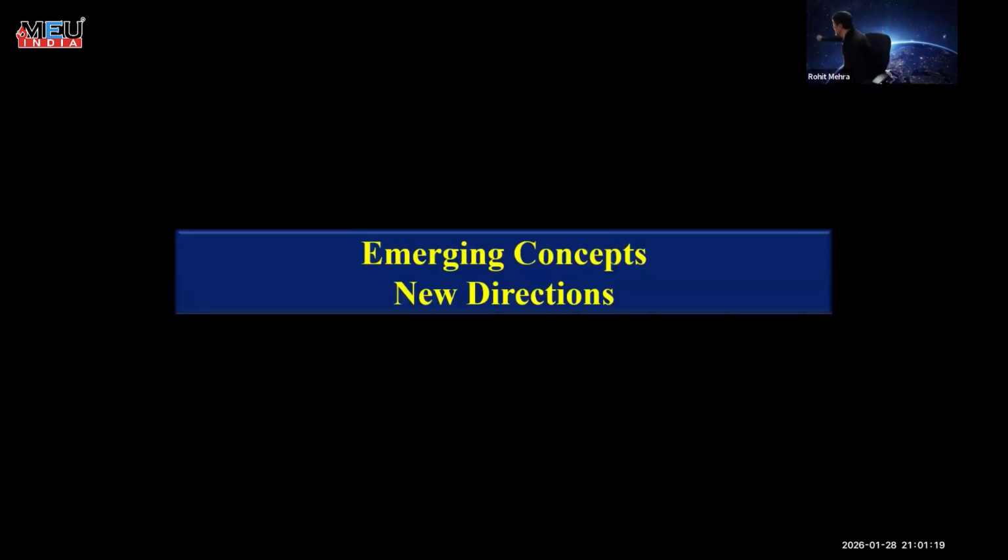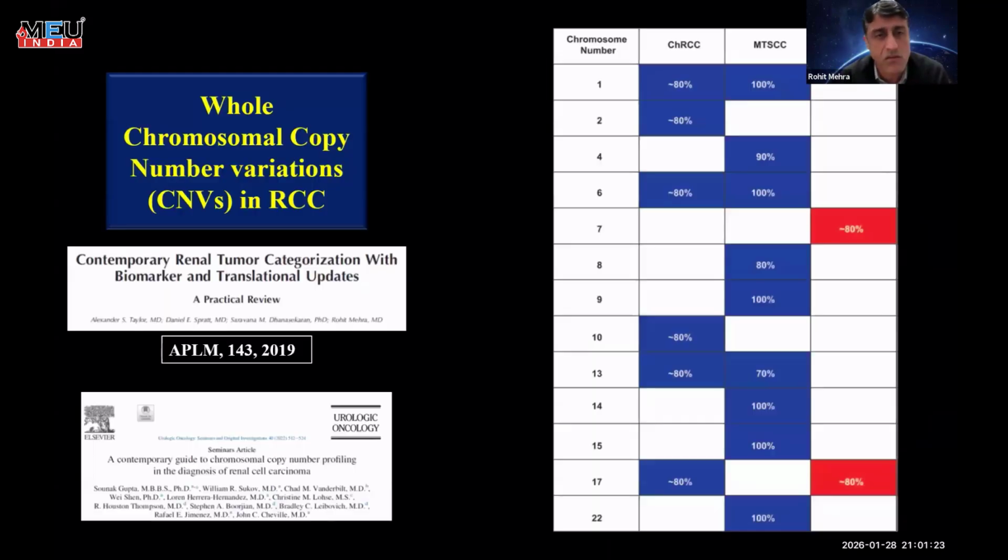So this is the last segment of my talk. I'll spend just a few minutes on emerging concepts and new directions. The concept of whole chromosomal copy number variations is now well established. This is cutting edge, but well established in kidney cancer. And we, as well as others, especially Dr. Sounak Gupta from Mayo Clinic, has shown that different renal cell carcinoma subtypes show distinct CNV patterns.